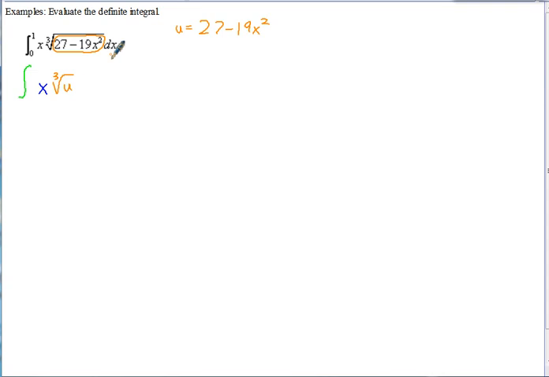But remember, we don't want the dx in there. We want to get this whole integral in terms of u, so the way we get rid of the dx is by taking the derivative, in this case du dx, of whatever we set u equal to. The derivative of 27 is 0, the derivative of negative 19x squared, using the power rule, is negative 38x. Then solving for dx, if we multiply both sides by dx, the dx's cancel out, you get du equals negative 38x dx. Then dividing by negative 38x gives us dx equals du over negative 38x.